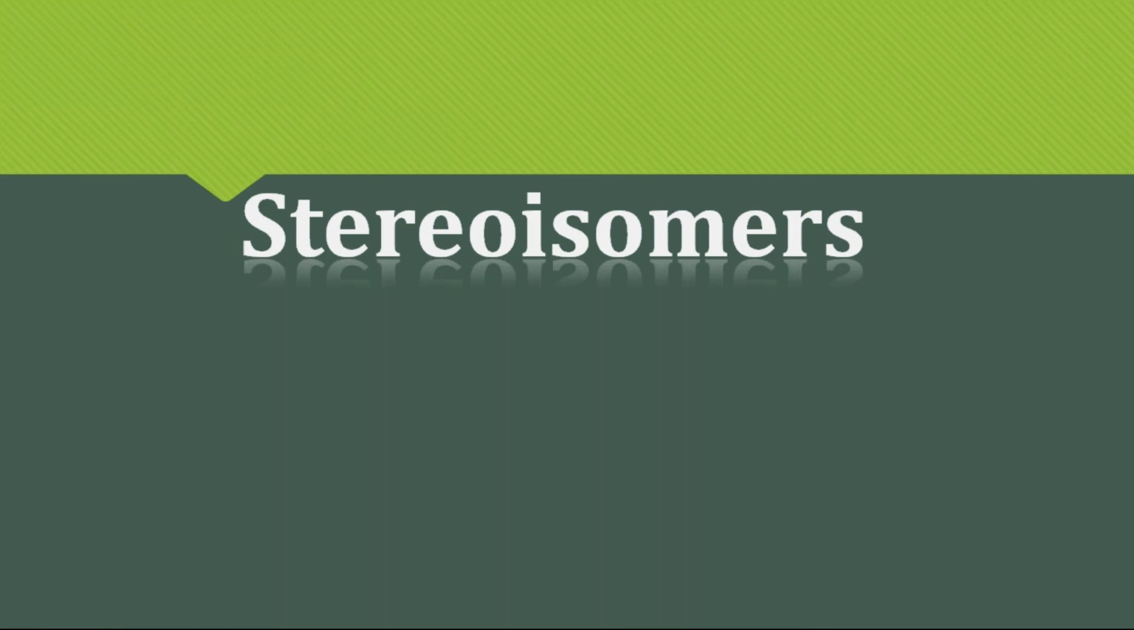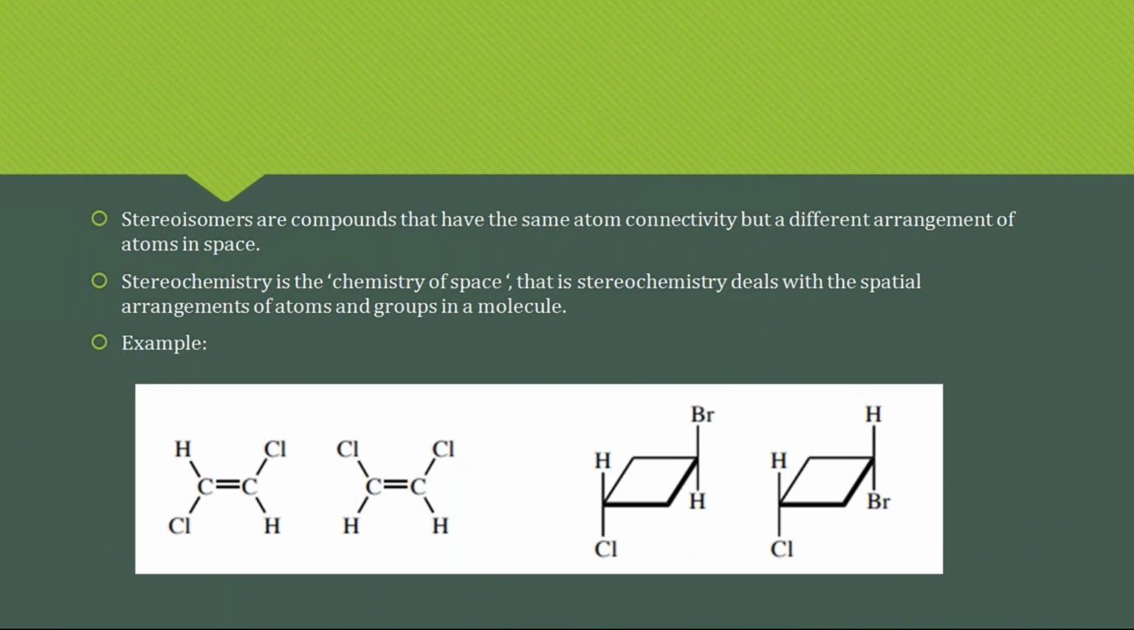Stereoisomerism is a type of isomerism. When isomerism is caused by different arrangements of atoms or groups in space, the phenomenon is called stereoisomerism. They have the same structural formula but differ in the arrangement of atoms in space. Only the arrangement of atoms in space differs. This is the chemistry of space, and it deals with the spatial arrangement of atoms or groups in a molecule. If you see the examples here, what is the example I have given?